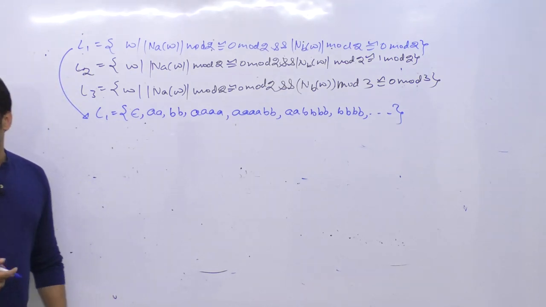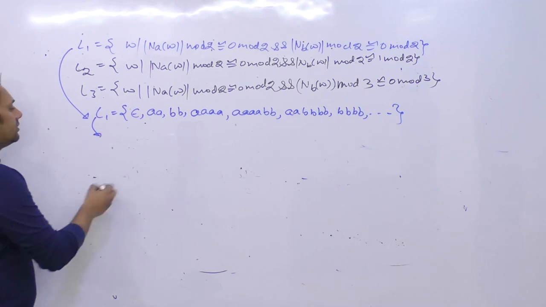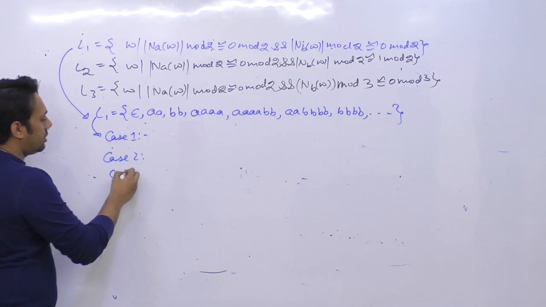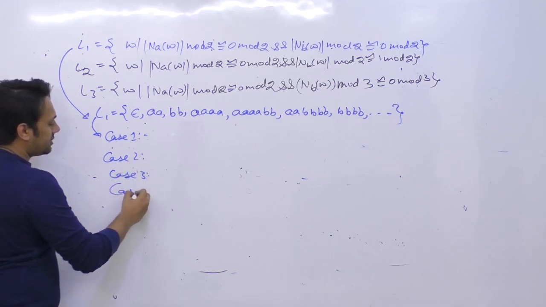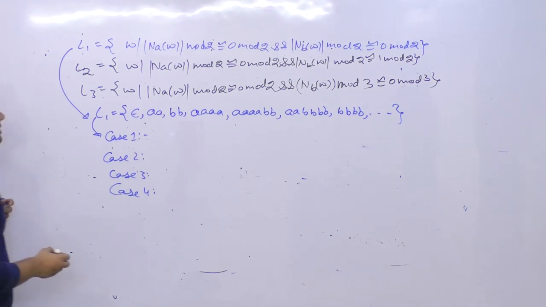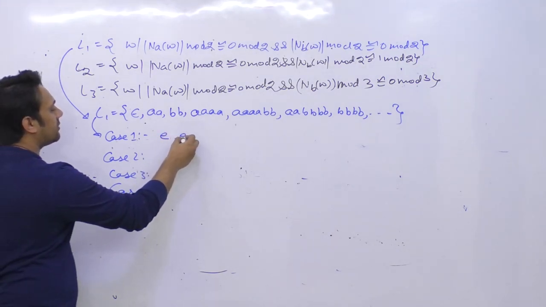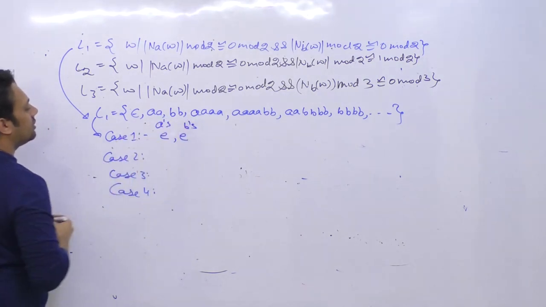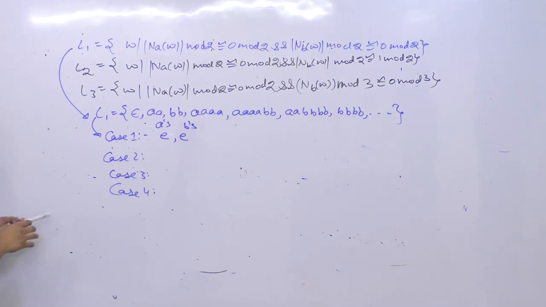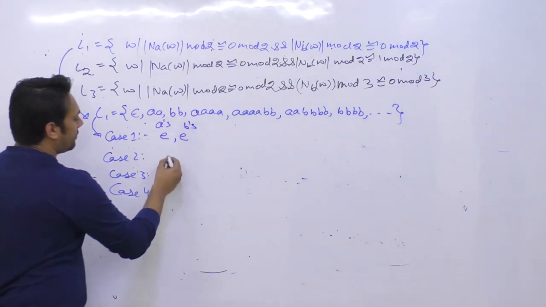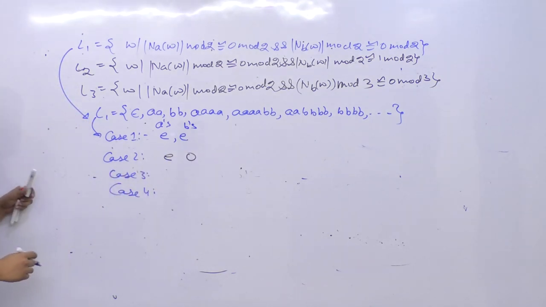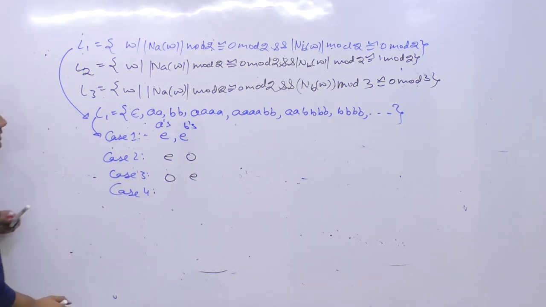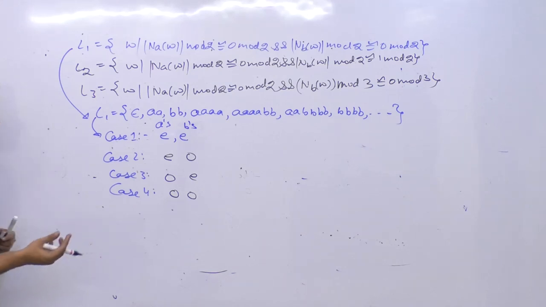Okay. So if you look at this problem, so we can have 4 cases here. Case number 1, case number 2, case number 3. You can have case number 4. Case number 1 says when number of A's are even as well as number of B's are even. This is the A's and this is for the B's. So case number 1 says when both of them are even. Case number 2 says when number of A's are even, number of B's are odd. Case number 3 says when the number of A's are odd, number of B's are even. Case number 4 says when both of them are odd. So basically we can have only 4 cases here.